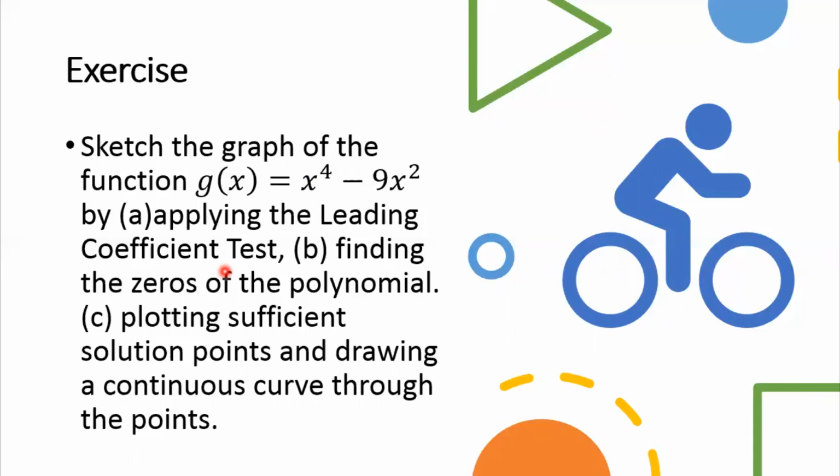First is sketch the graph of the function g of x is equal to x raised to 4 minus 9x squared. First is apply the leading coefficient test. Second, find the zeros of the polynomial. Third is plot sufficient solution points and draw a continuous curve through the points. So this is your exercise. Hope you can do this.